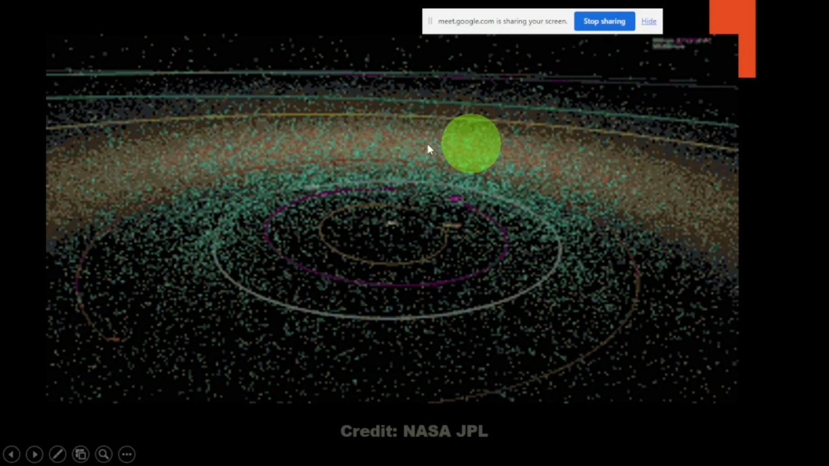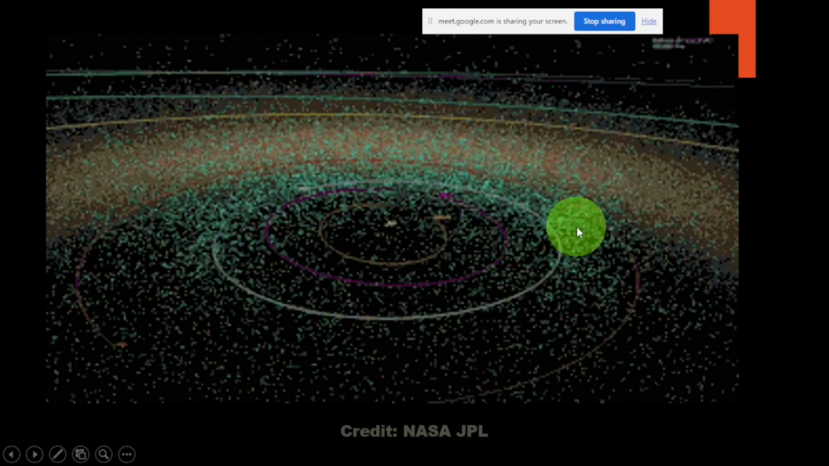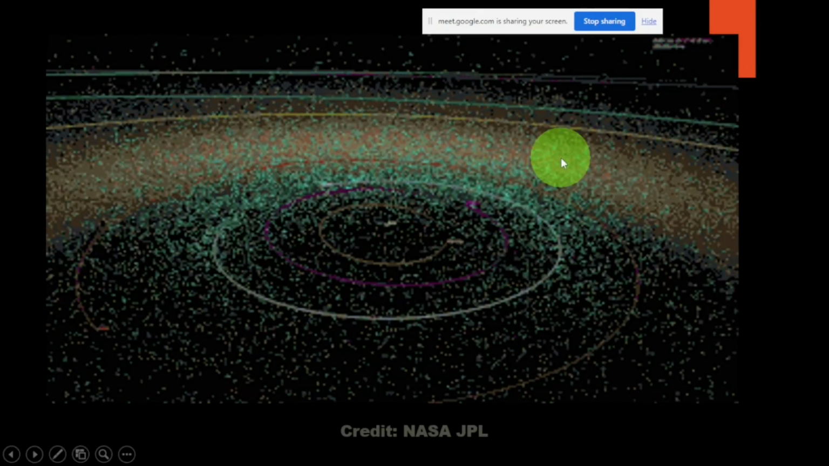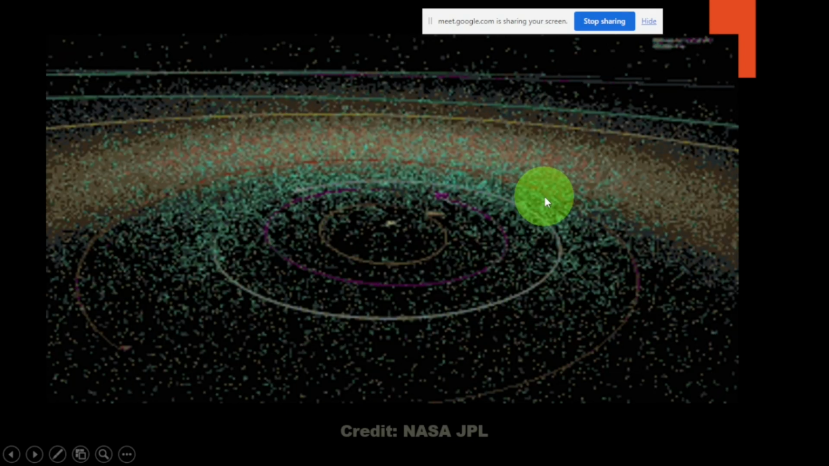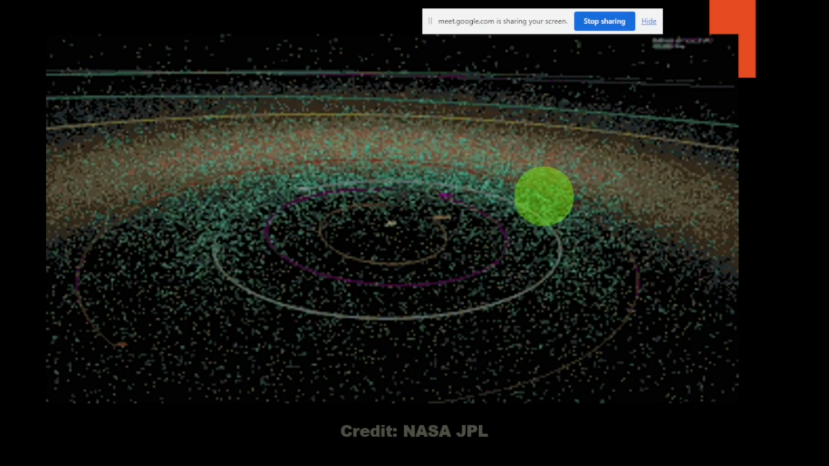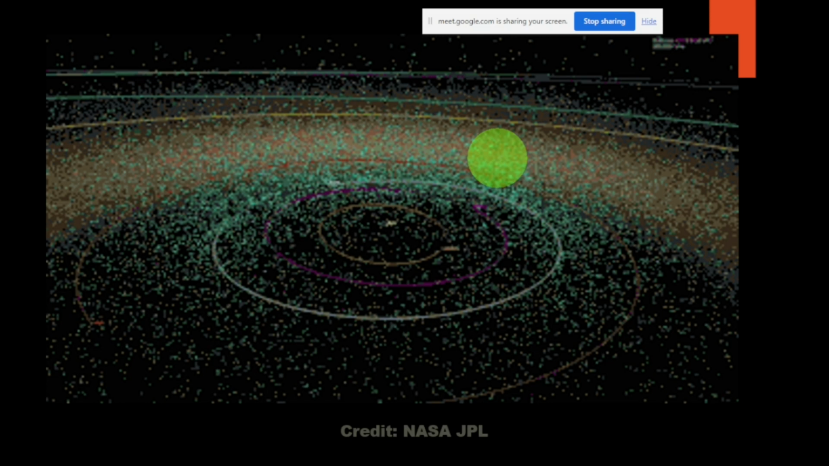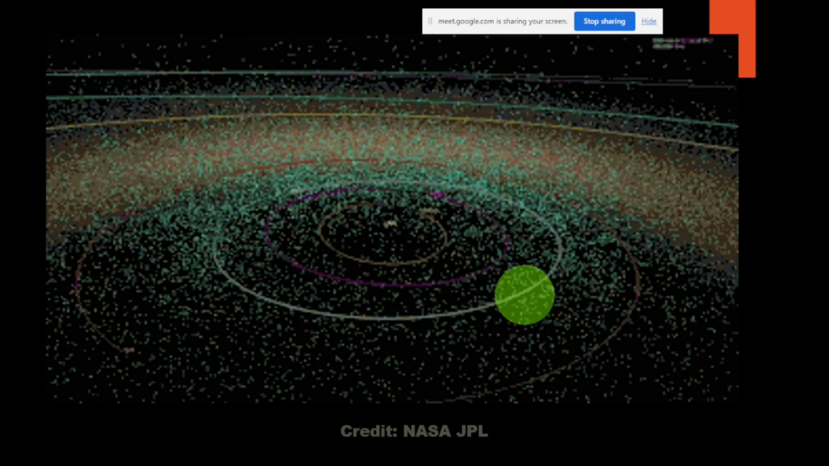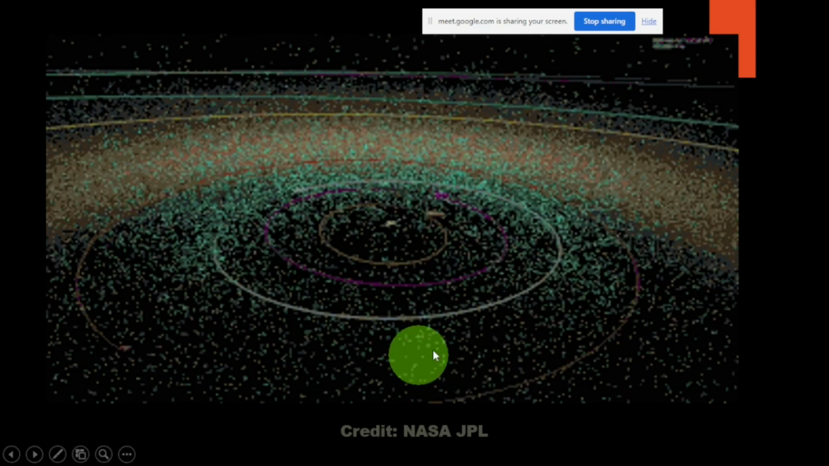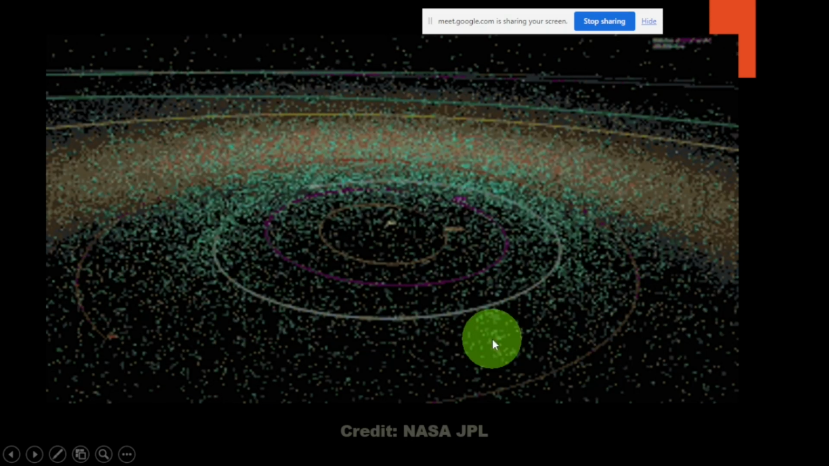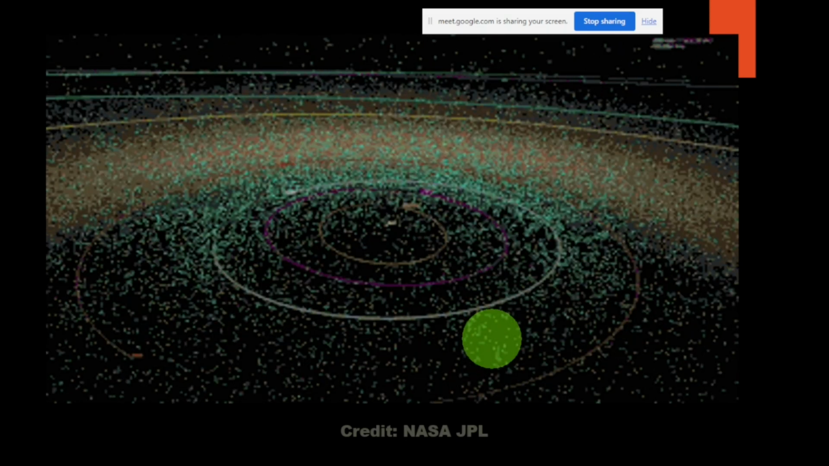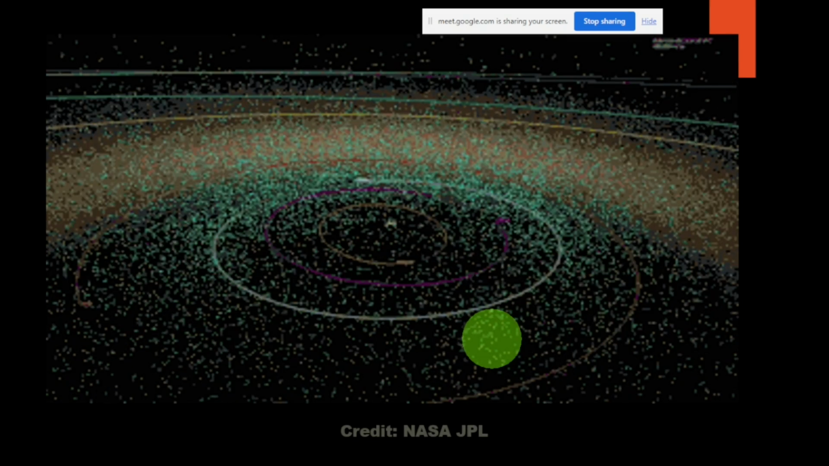So these are some of the asteroids that we have discovered so far. Once they are discovered, they are cataloged so that we can continuously track their orbit around the sun. So these are some of those asteroids. This green one is called the near-Earth asteroid because most times they come closer to the orbit of the Earth.